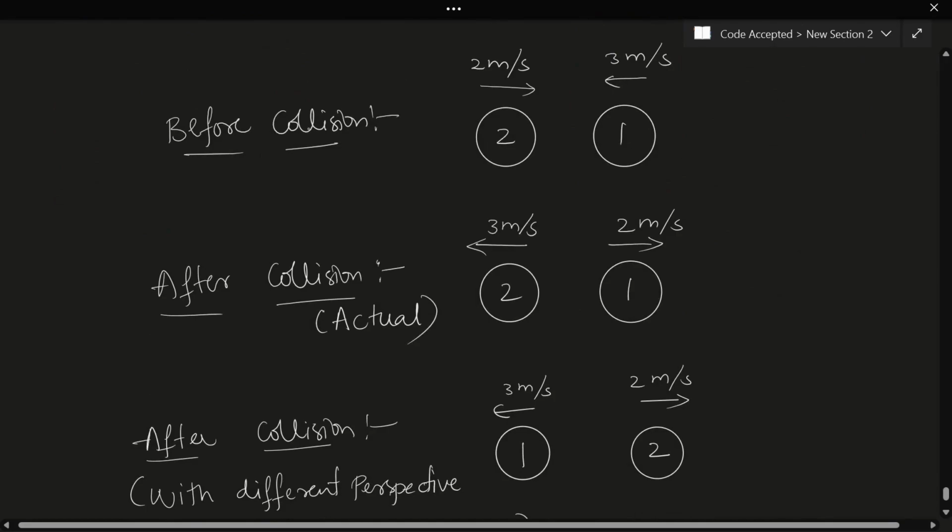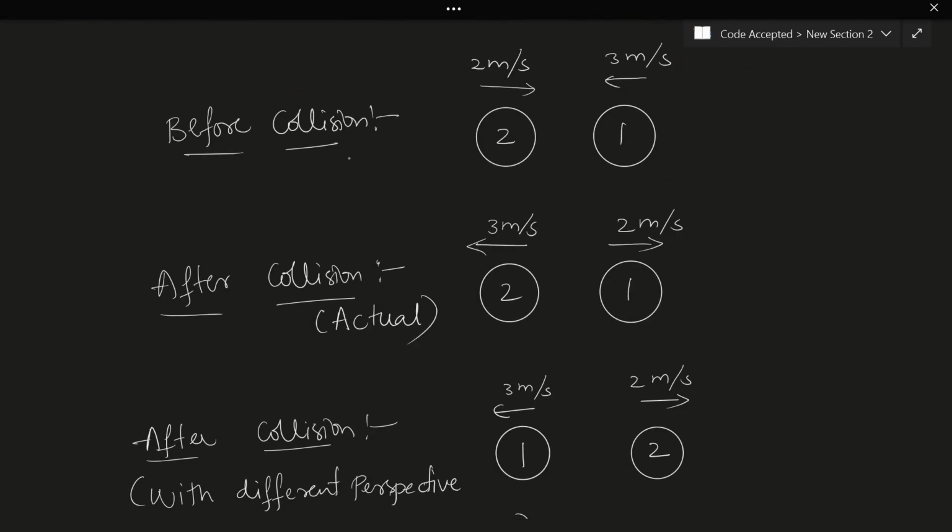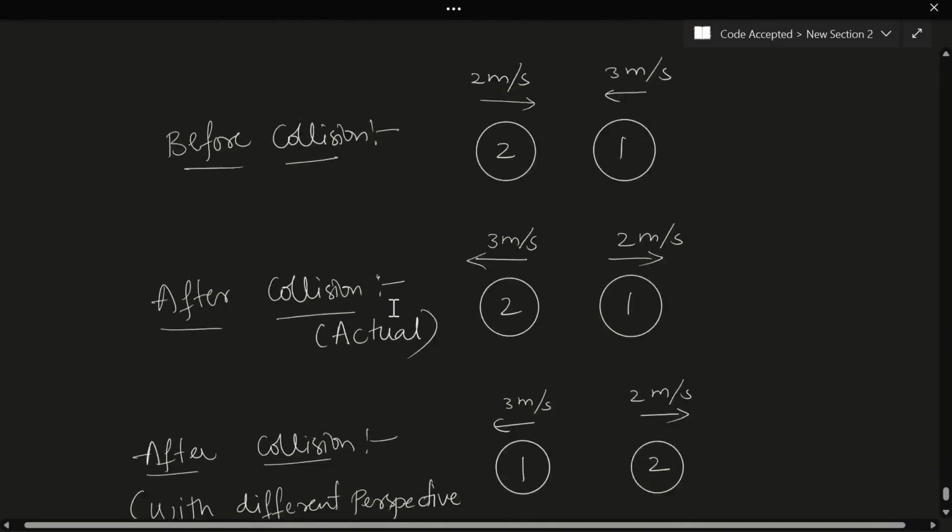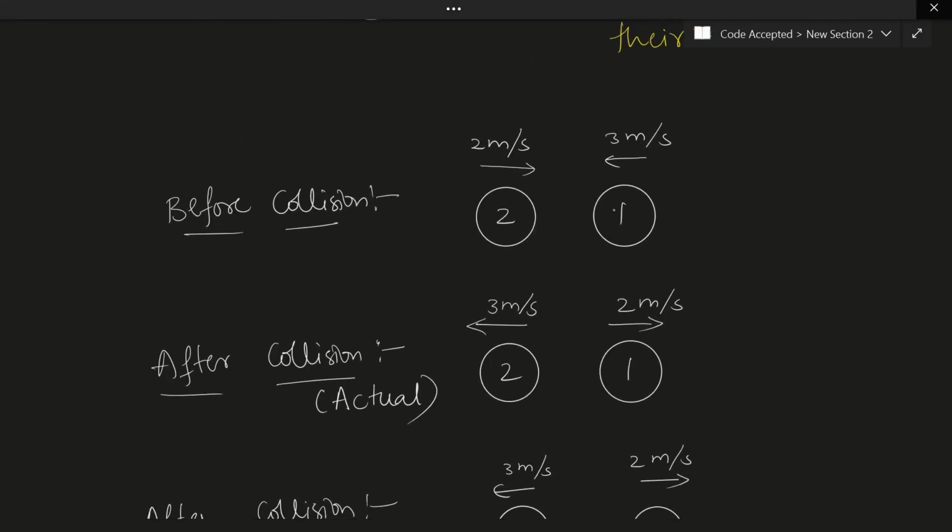Now I'm going to walk you through another example. Let's consider this as ball 2 and this as ball 1. Before collision, ball 2 is going right with a velocity of 2 meters per second, and ball 1 is going left with a velocity of 3 meters per second. After the collision, the velocities get interchanged as we have discussed before. This is what they would look like after the collision. Ball 2 will have 3 meters per second velocity and ball 1 will have 2 meters per second velocity.